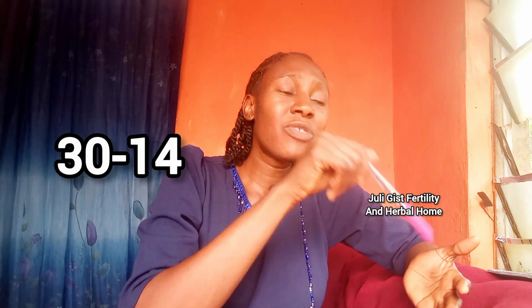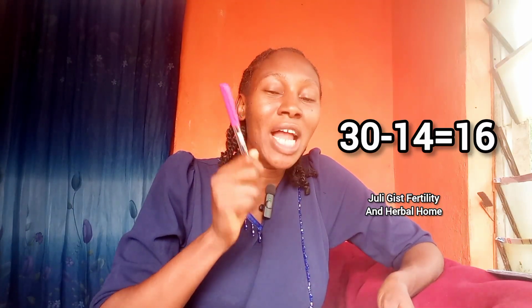So how do you know when you actually ovulate? You have to remove 14 days, count it backward from 30. When you count 14 days backward from 30, you count 29, 28, 27, 26, 25, 24, and so on. You will land at 16. That means that when you do 30 minus 14, you actually land at 16, which is the day that you are going to ovulate.